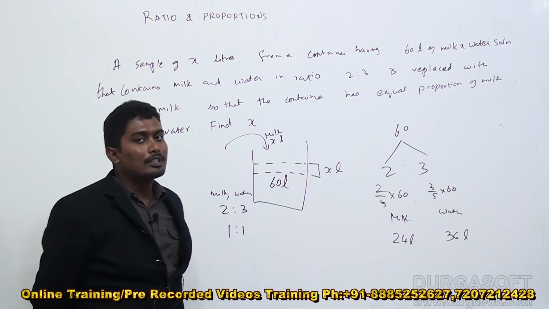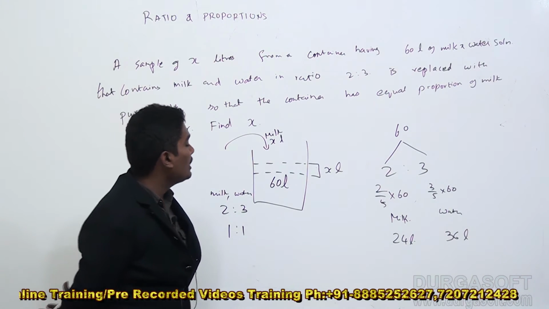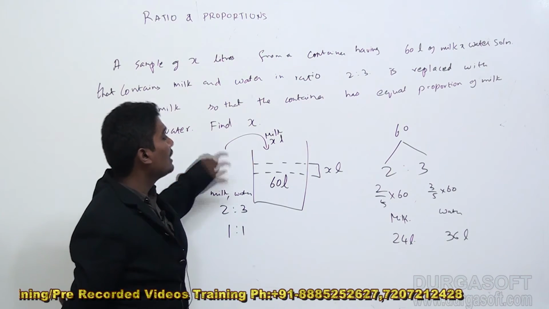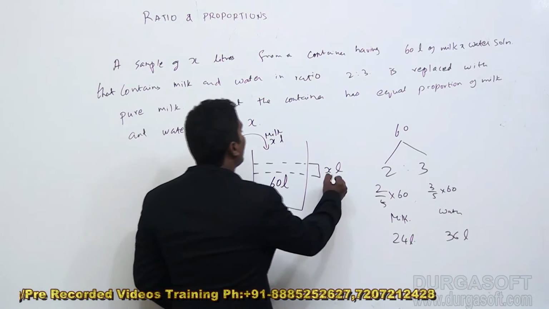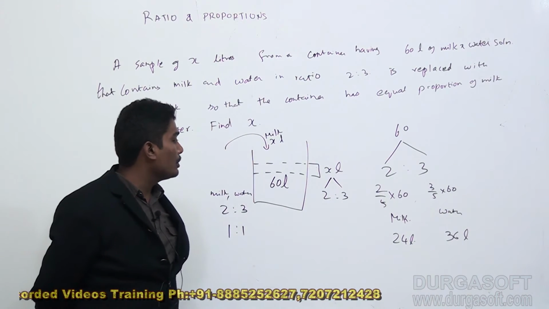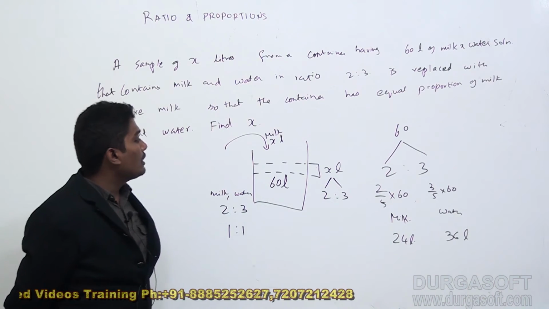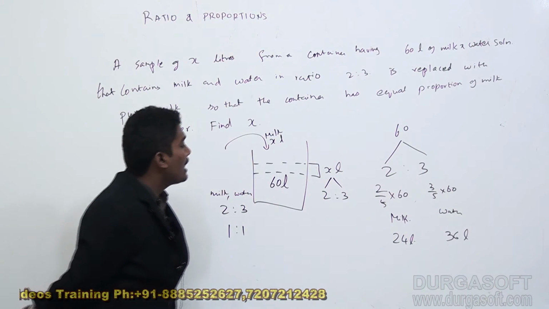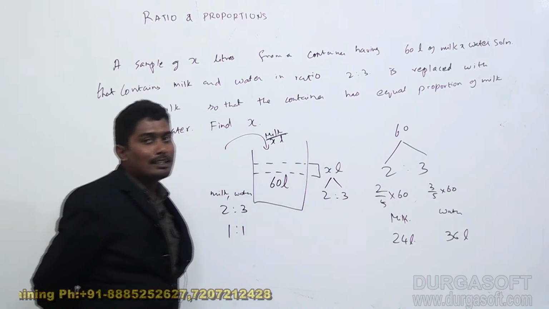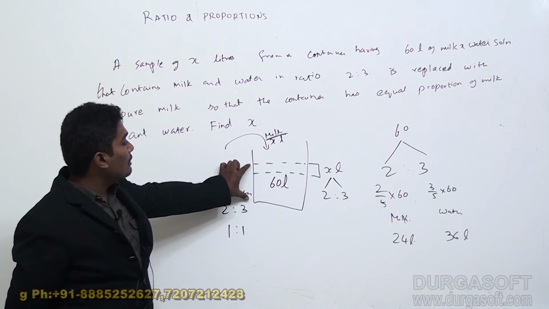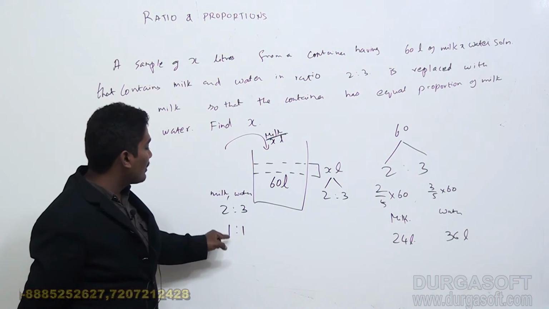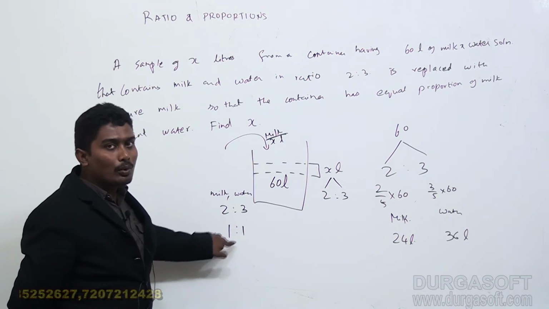Now among these 24 liters milk and 36 liters water, I remove X liters of the solution. In this X liters I will have milk and water in ratio 2:3. After removing this X liters, I will be adding some pure milk so that the quantity becomes 60 liters again, and the milk and water solution has ratio 1:1.